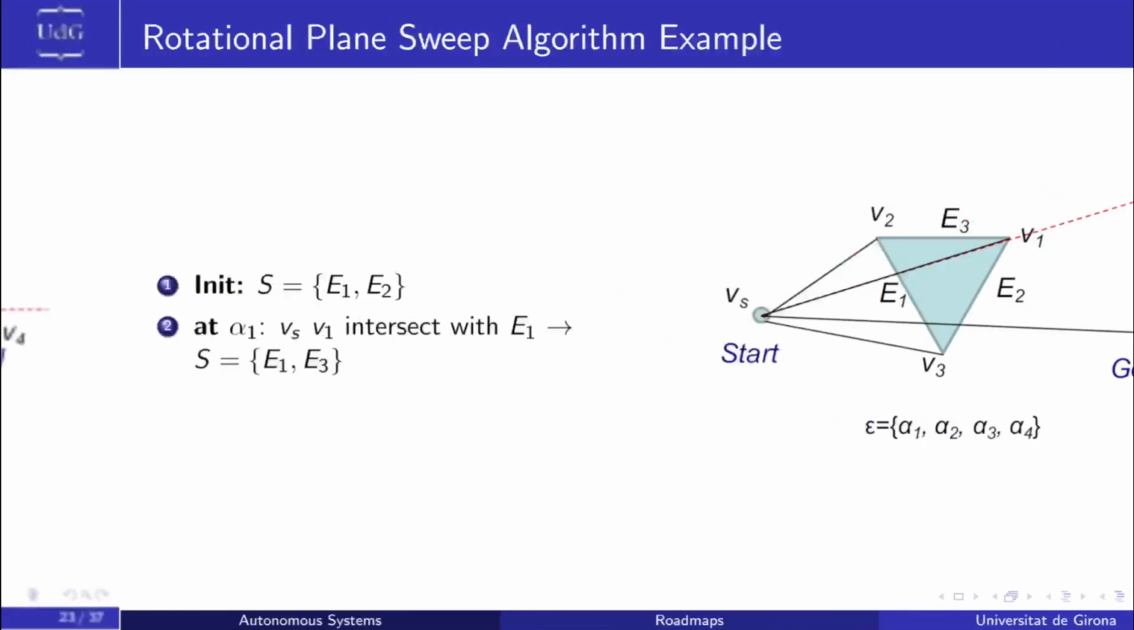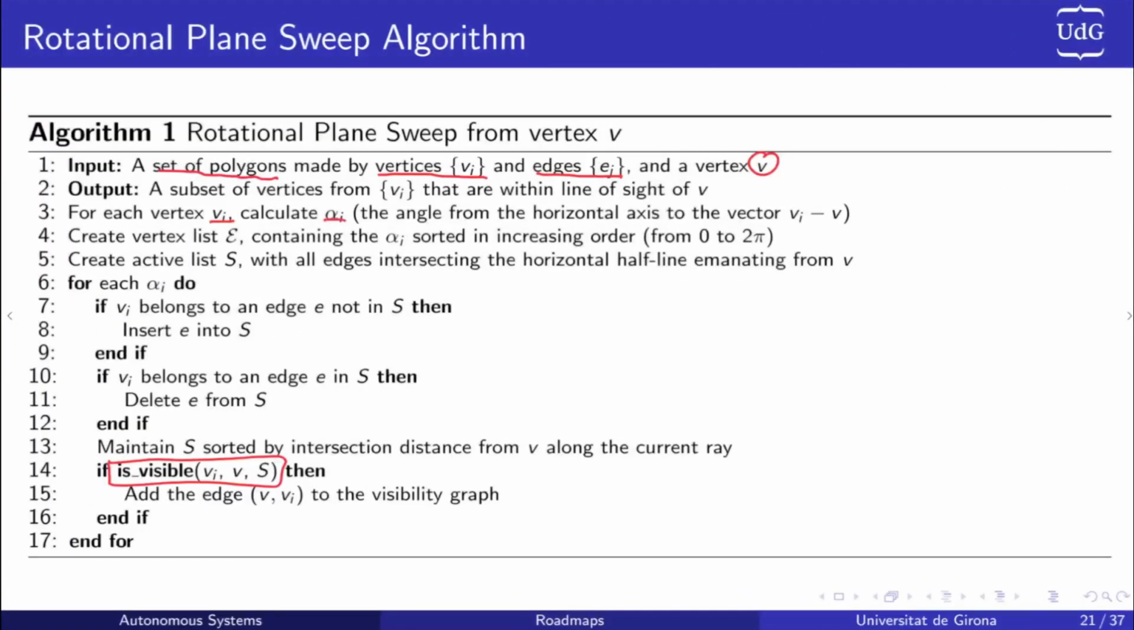This is a small trick that is not very clear when you read the algorithm, but it's super important that when you have done these two steps, adding and removing, you maintain S sorted by intersection distance from B along the current ray, okay? You need to keep this order, otherwise the algorithm is not working. Doing that is sometimes a little bit tricky. Whenever I have done that, I can directly check the visibility. If the visibility is okay, I add the edge. If the visibility is false, I don't add the edge.